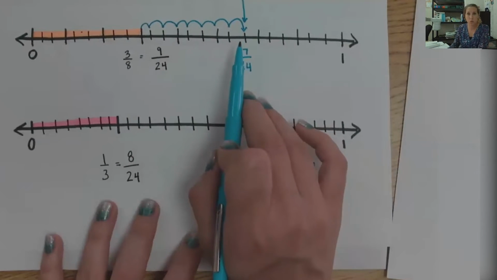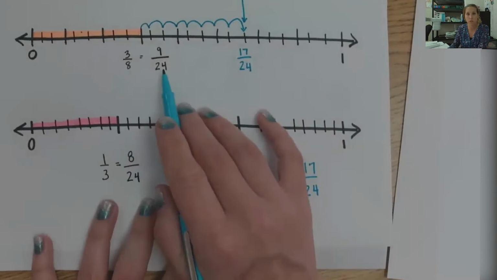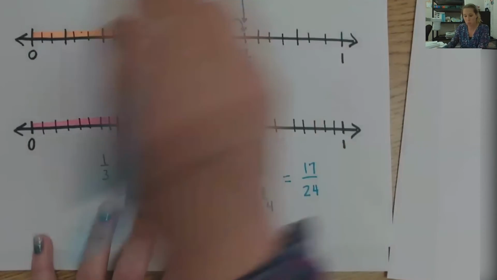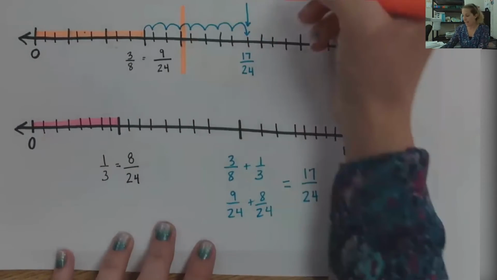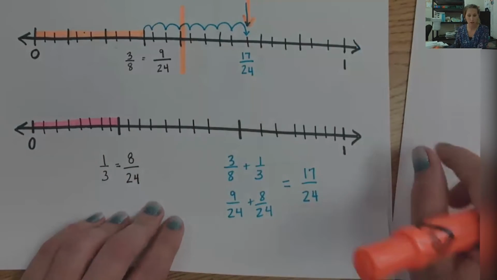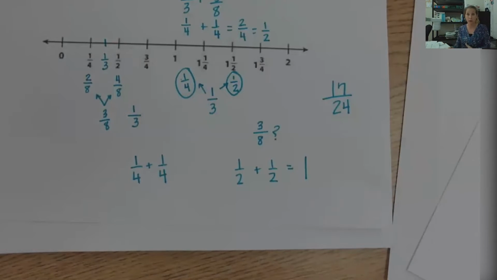We said 17/24. So does 17/24 fall between 1/2 and 1? 1/2 of 24 would be 12. So 3, 6, 9, 12. This would be the half. Does our answer, our sum, fall between 1/2 and 1? You're right, it does. That means we found a reasonable answer to our problem.